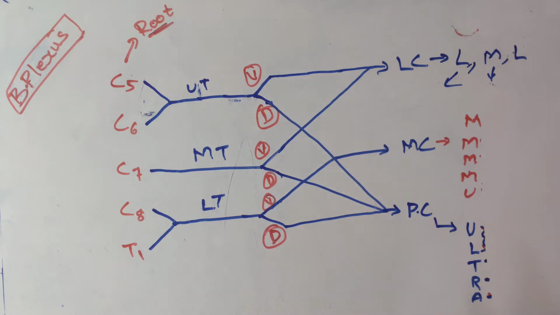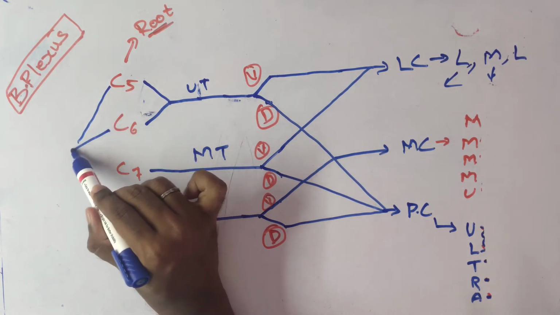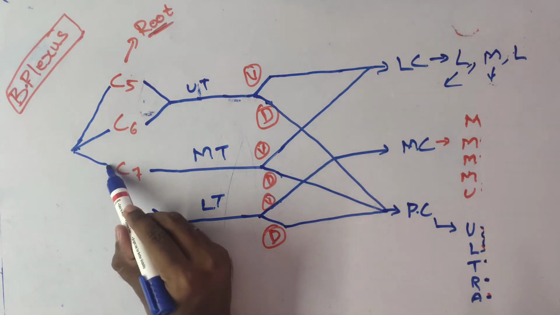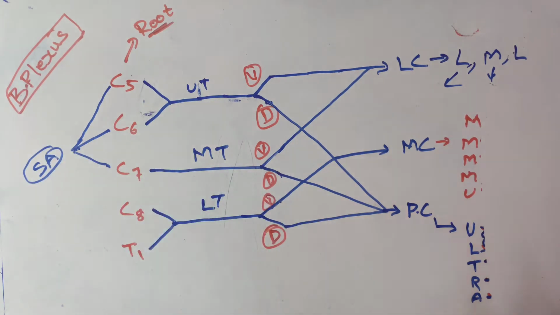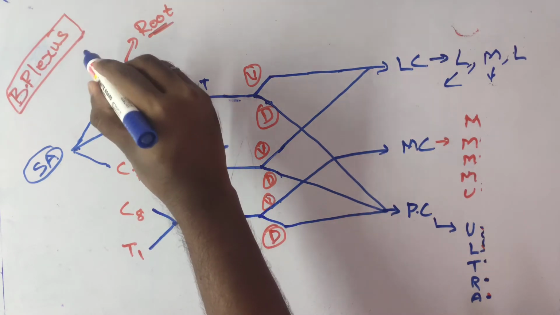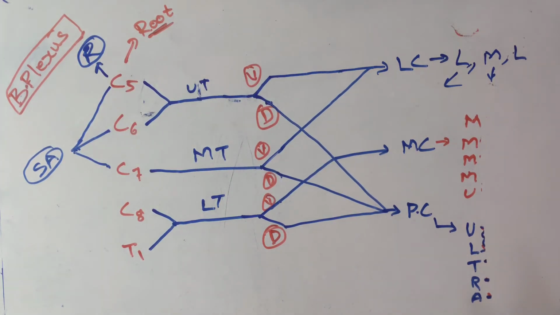Now coming to the roots. See, C5 to C7, that means I will draw with the blue ink. C5, C6 and C7. These three roots supply the serratus anterior muscle, and C5 supplies the rhomboid muscles, that means both rhomboid major and rhomboid minor.